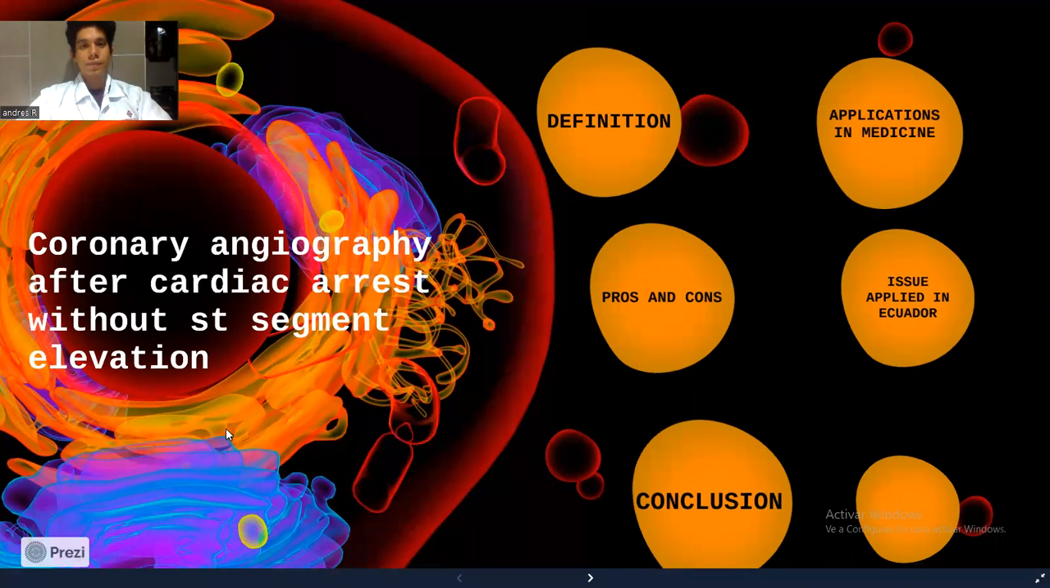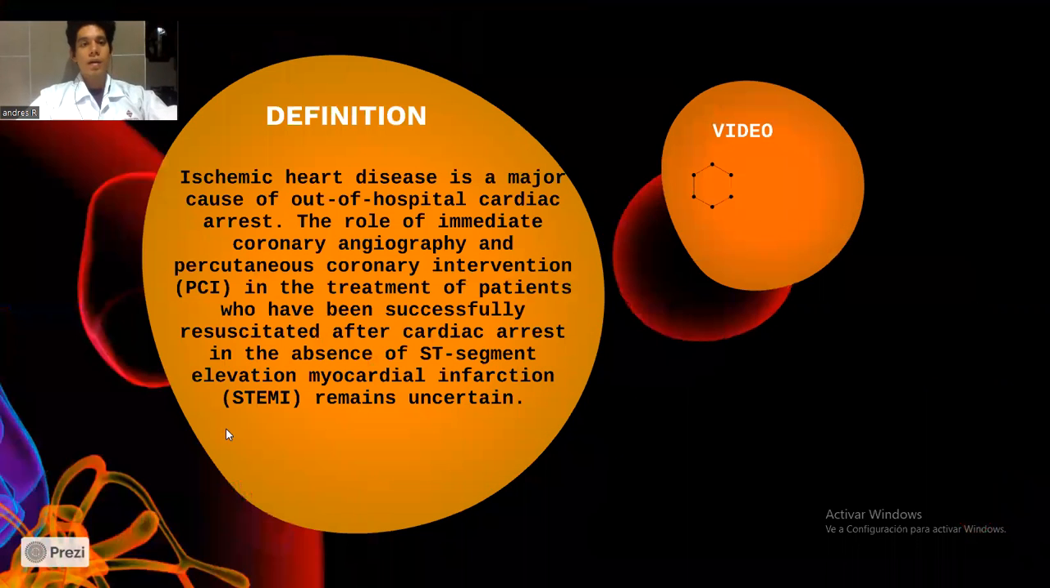The definition. Ischemic heart disease is a major cause of out-of-hospital cardiac arrest. The role of immediate coronary angiography and percutaneous coronary intervention (PCI) in the treatment of patients who have been successfully resuscitated after cardiac arrest in the absence of ST segment elevation myocardial infarction (STEMI) remains uncertain.